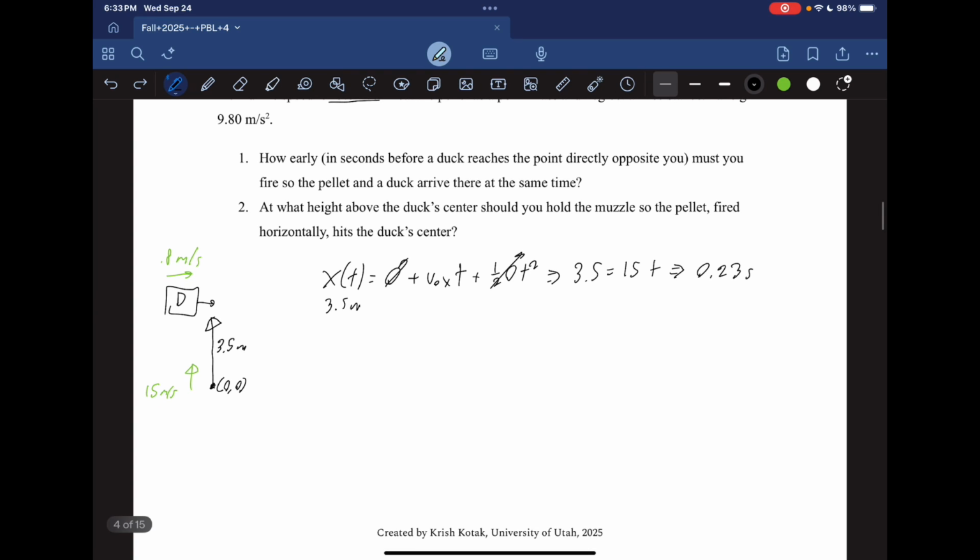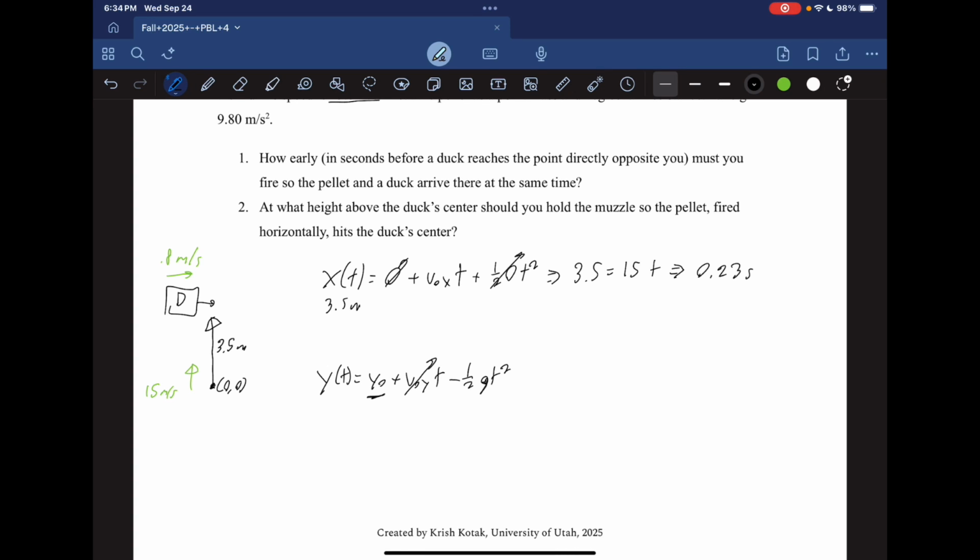So the second question is, at what height above the duck's center should you hold the muzzle so the pellet fired horizontally hits the duck's center? So in this case, we have y of t equals y naught plus v naught y times time. We know v naught y is 0. There's no initial velocity in the y direction. And then minus 1/2 g t squared. Minus because g should be negative.